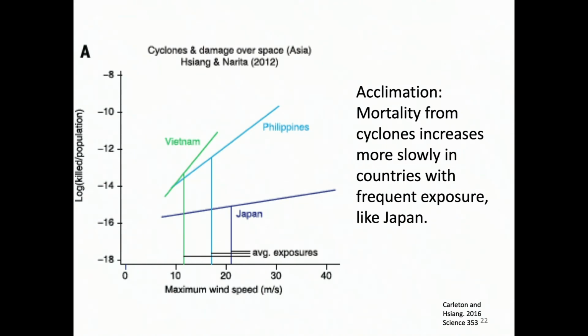And in Vietnam, what happens is that you're much more likely to be killed by 13 meters per second of wind than by 9 meters per second of wind. The Philippines, not quite as severe, but it looks like this. And Japan, there's an increase, but it's extremely lazy.